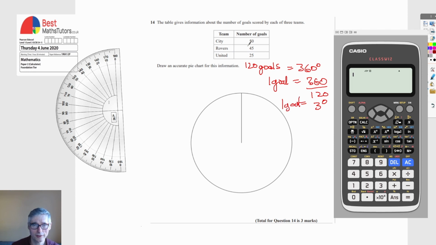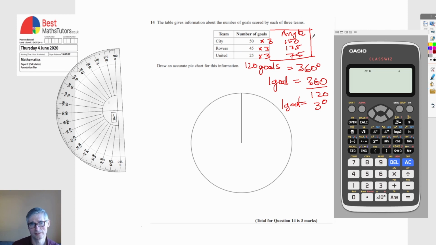And then we can work out the angle for each one of these teams. So if one goal is represented by 3 degrees, then 50 goals must be represented by 3 times 50. Then I can add another column on this table so I can put the angle at the end. If we times it by 3, we're going to get 150 degrees for the angle for City. And again 3 times 45 for Rovers, 135. And if we times the angle for United, that's going to give us 75.